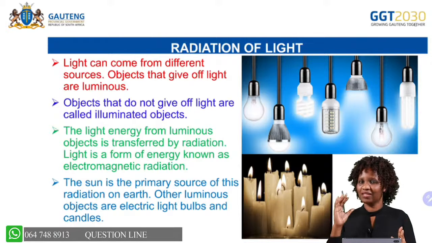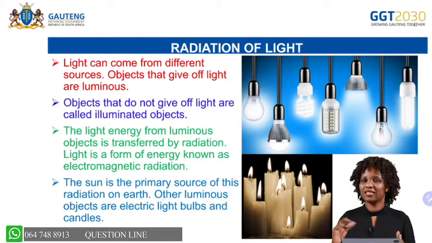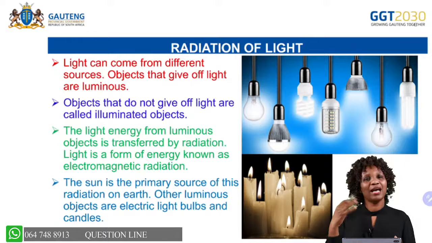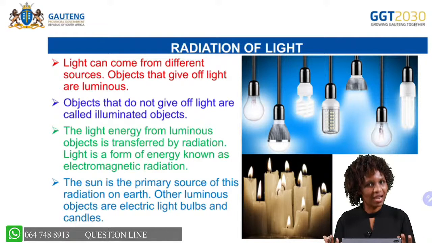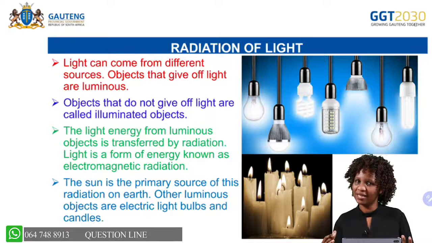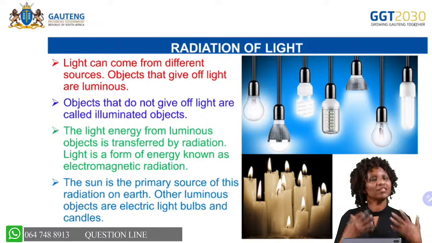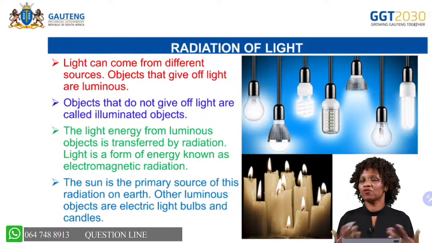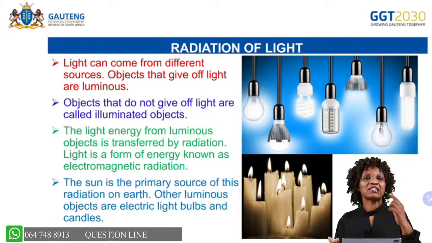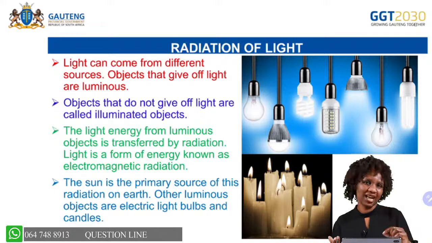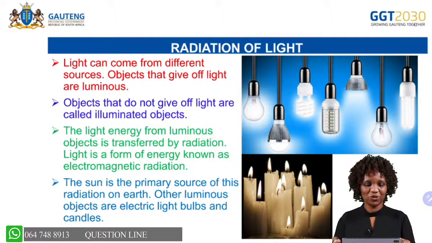Luminous is an object that gives off light. For example, we've got the sun. We've got our light bulbs that are glowing. They are giving off light. A switched on torch gives off light. Even fire gives off light. Therefore, it's luminous. But we've got objects that don't give off light. For example, we've got the moon. It doesn't emit light, but it reflects light from the sun. You get it? That's very good, grade 8.